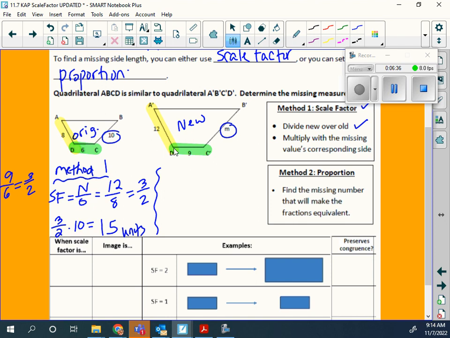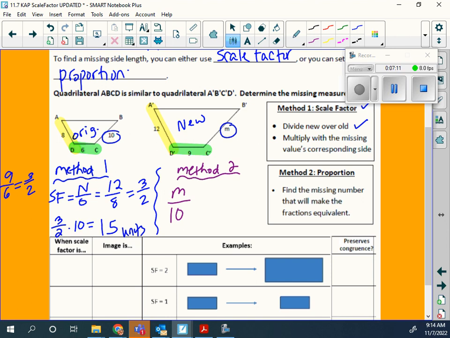Now we're going to go to method 2, which is just using a proportion. Find the missing side that will make the fractions equivalent. That's just like what we've been doing. So I would put M over what? 8? It does not correspond to 8. Yeah, M over 10 would correspond. Oh, y'all were saying A. I thought y'all were saying number 8.